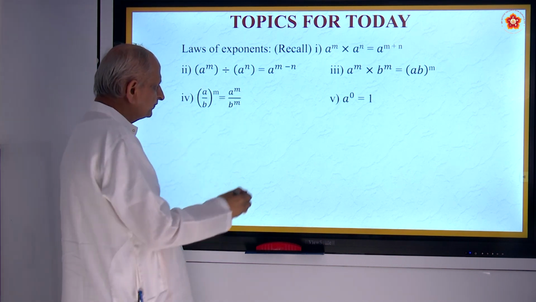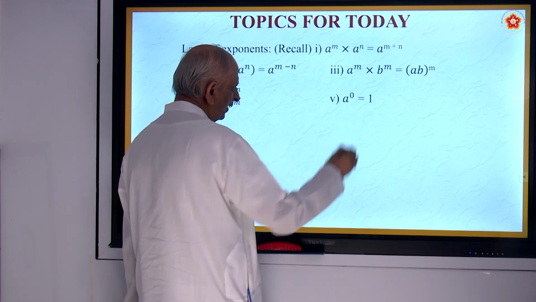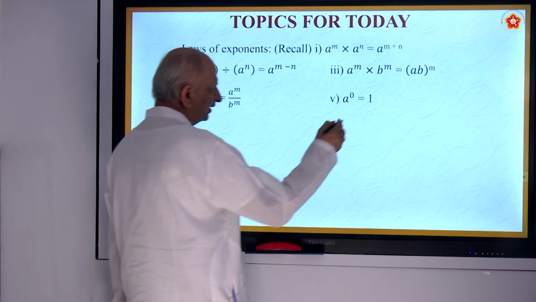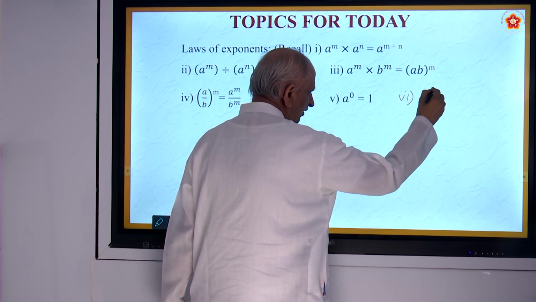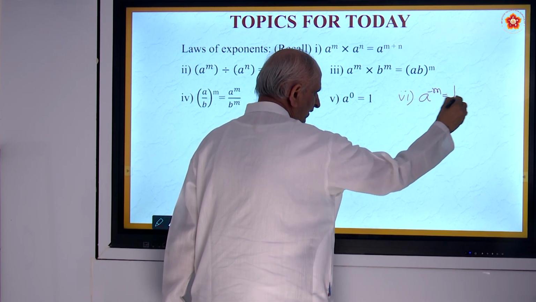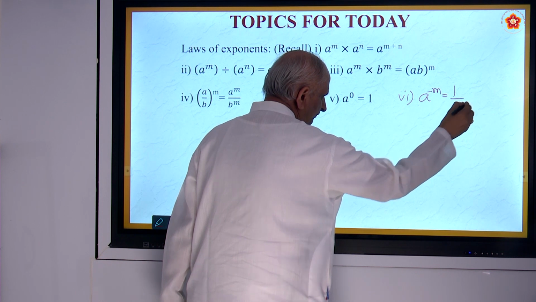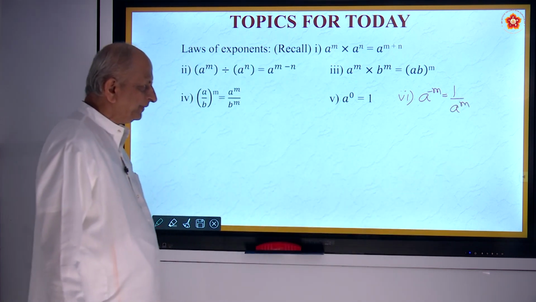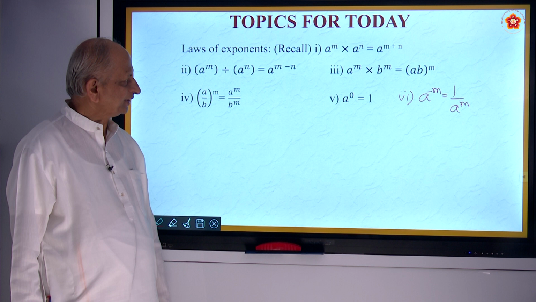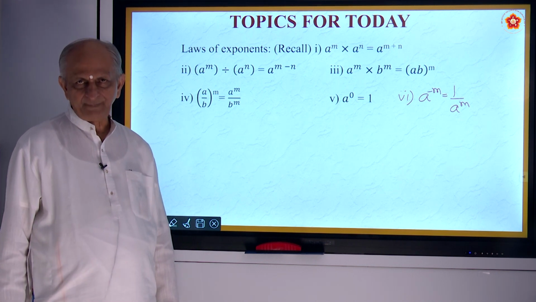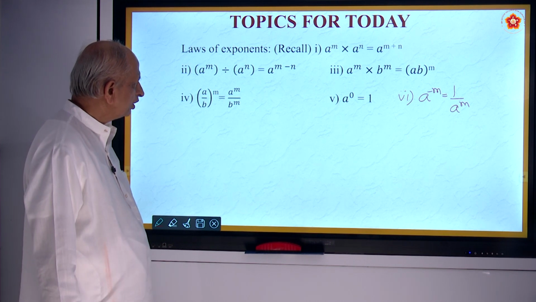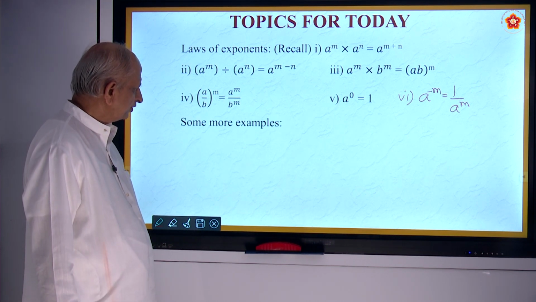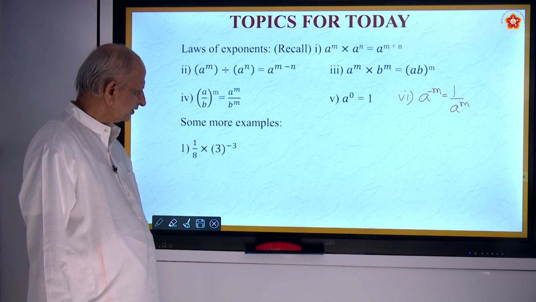Fifth law, a to the power of 0 is equal to 1. And one more you can add, as you already studied, a to the power of minus m is equal to 1 by a to the power of m. That is called multiplicative inverse. These are the laws. So depending on the question, you have to apply these laws. Okay. So some more examples we'll check.